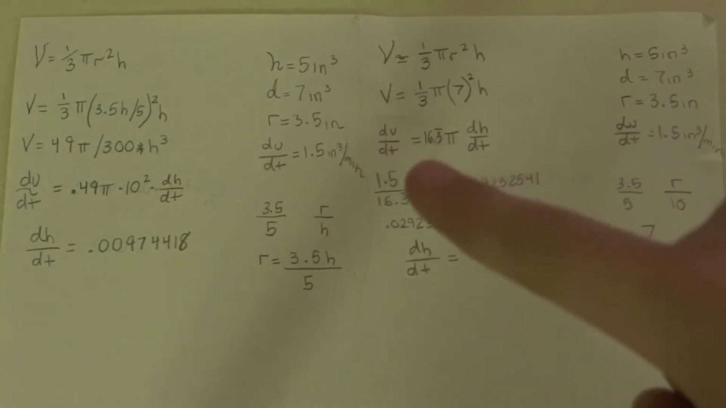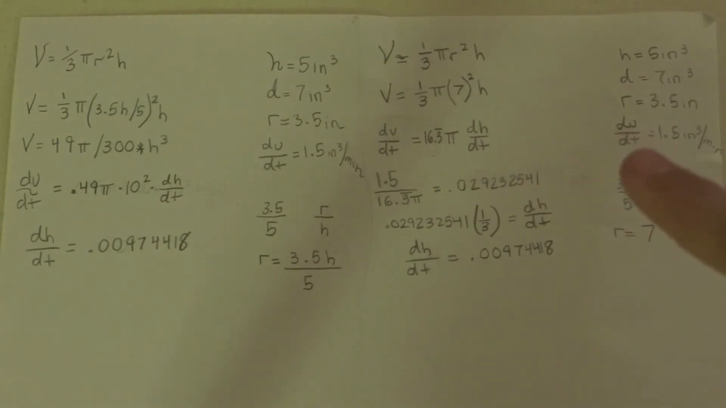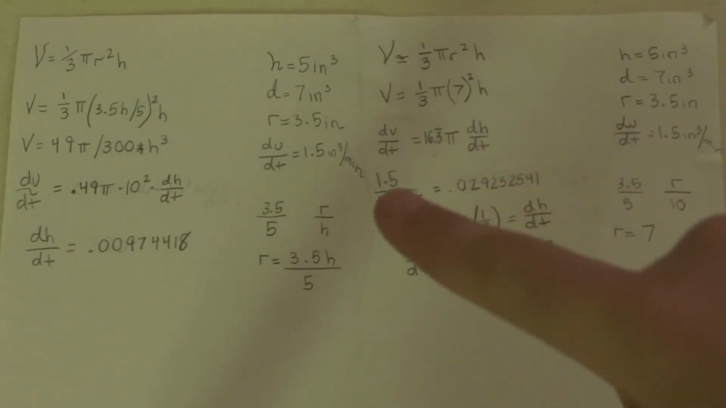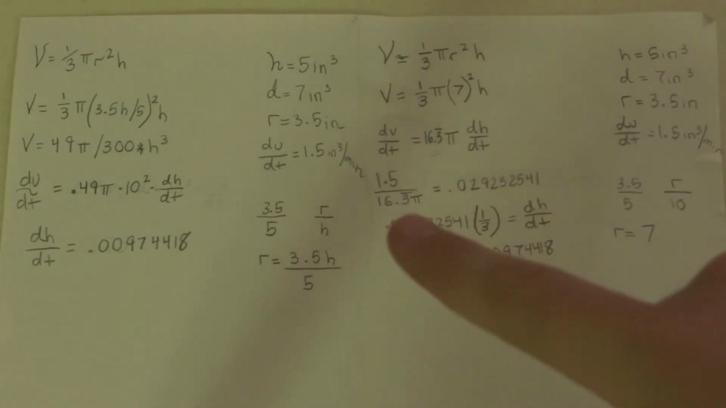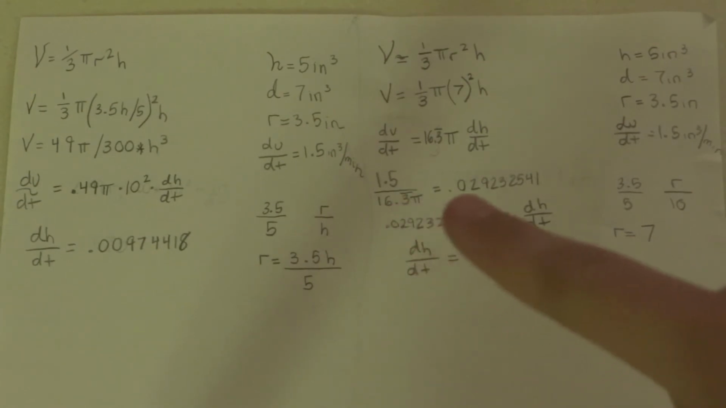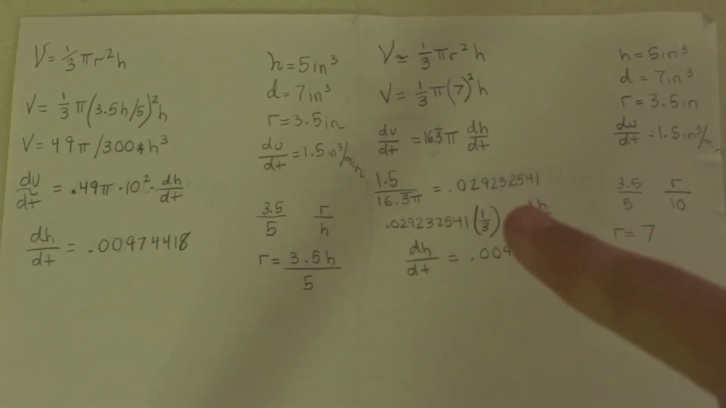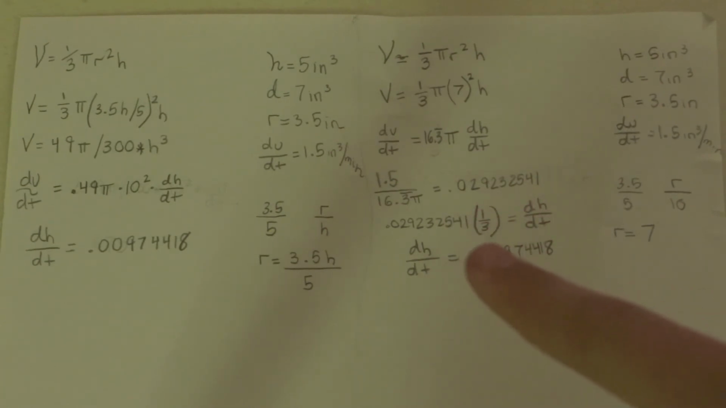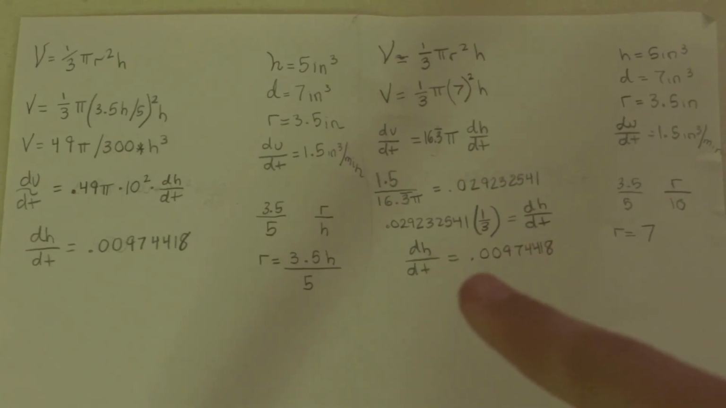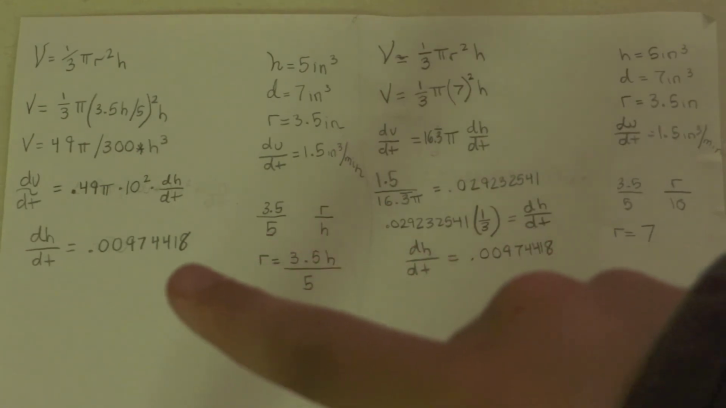You then plug in change of volume over time, and you can then do 1.5 divided by 16.3 repeating times pi, and you find this. Then at the end, the secret to the pain theorem is multiplying that answer times 1 over 3, and that is going to be your change in height over time, which is equal to the exact same thing as you would get regularly.